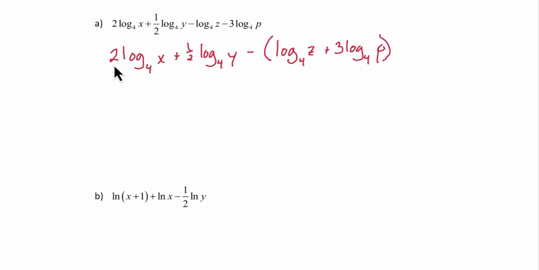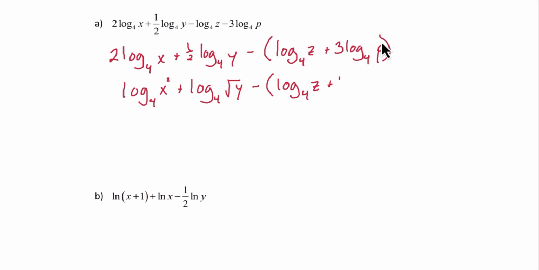Here we have a 2 out front. That's going to become an exponent on the x. We have log base 4 of x squared. Here we have a 1/2 out front. We can bring that up to the y, make that y to the 1/2 power, or simply the square root of y. Minus this first log doesn't have an exponent other than 1, but this log has a 3 out front, which we can put on the p. So we have log base 4 of p cubed.